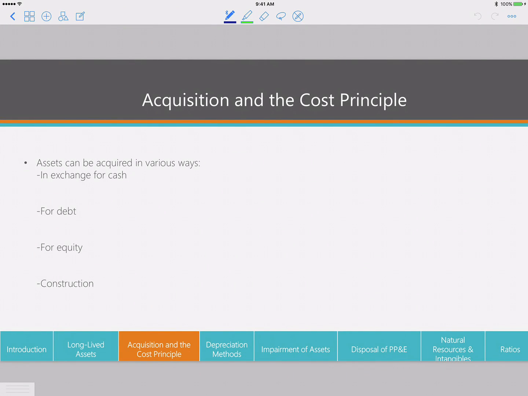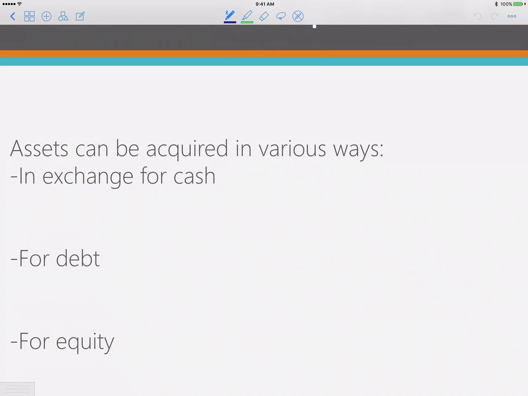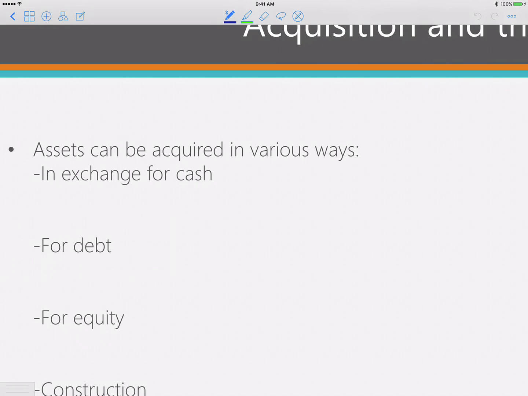So when we purchase the asset or we acquire it, it can be acquired in many different ways. The first way is that it could be acquired in exchange for cash. So the journal entry, for example, for a building would be you would debit the building account and you would credit cash.